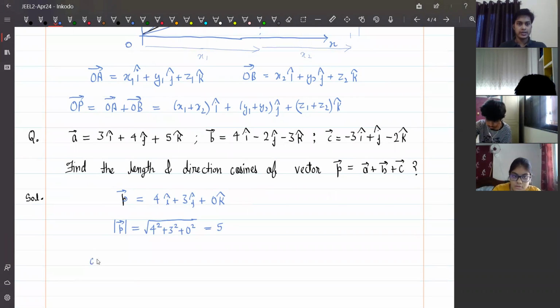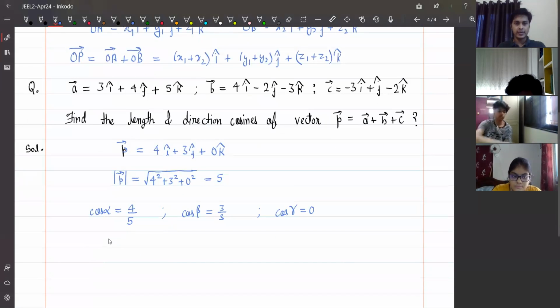Tell me the value of cos alpha. 4 by 5, 4 divided by the length of the vector. Then cos beta is 3 by 5, then cos gamma is 0.